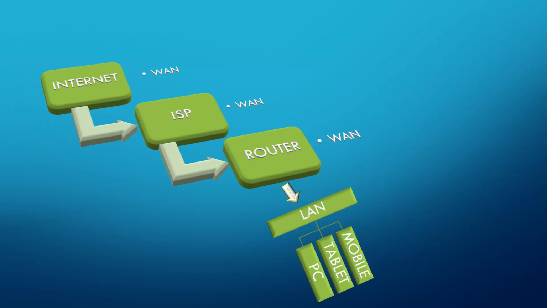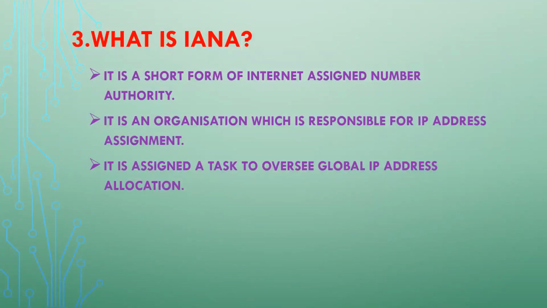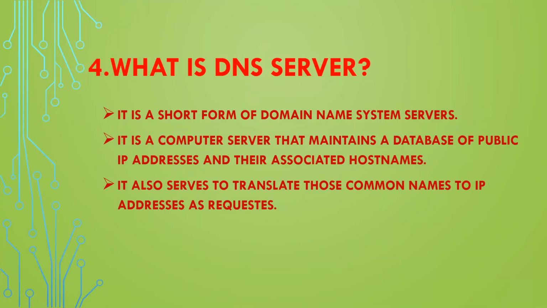Our next question is, what is IANA? It is the short form of Internet Assigned Numbers Authority. It is an organization which is responsible for IP address assignment. It is assigned the task to oversee global IP address allocation. So guys, as we can see, we cannot assign our own IP address. We have IANA which assigns us IP addresses, either static or dynamic. We'll talk about static and dynamic later.